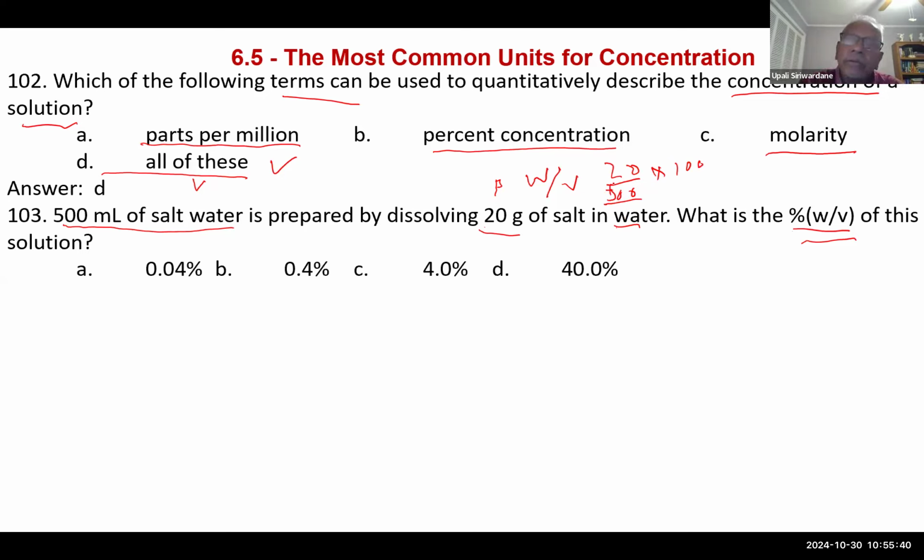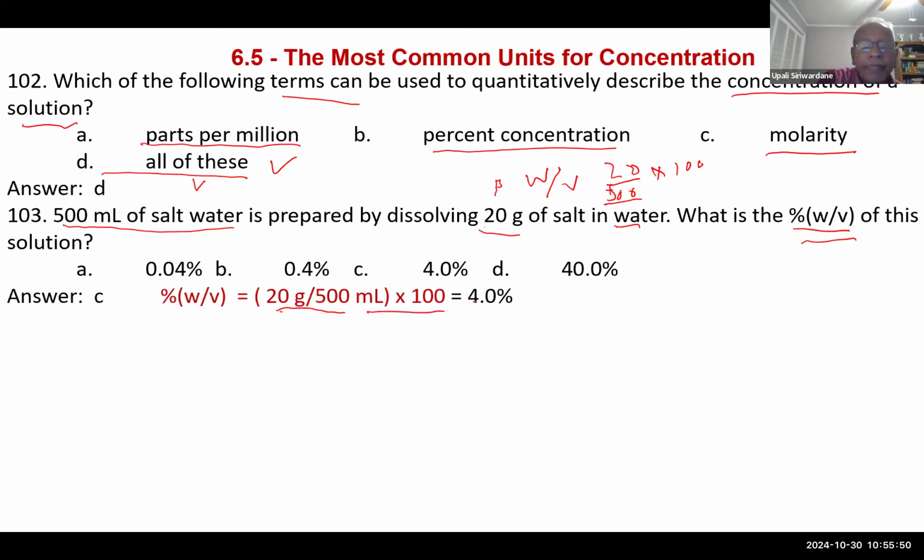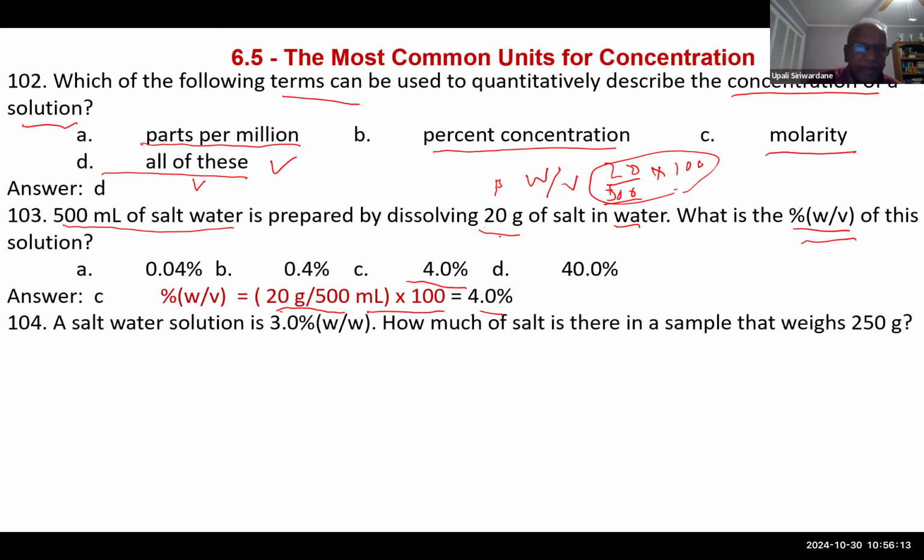So I did the calculation. 20 divided by 500 multiplied by 100 is 4%. The answer is C. It's pretty easy once you figure out what is the part and what is the total, in either weight or volume.